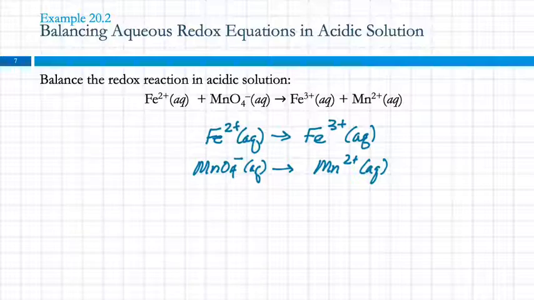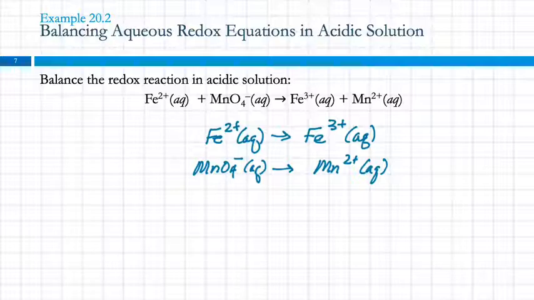So I made my half reactions, and now I'm going to balance them. I'm going to balance for mass first. So my first one, I have one iron atom and one iron atom. It's already balanced. The second one, now I've got manganese and oxygen. I'm going to do everything but hydrogen and oxygen first. So that's the manganese. So here's one manganese and one manganese, so that's already balanced.